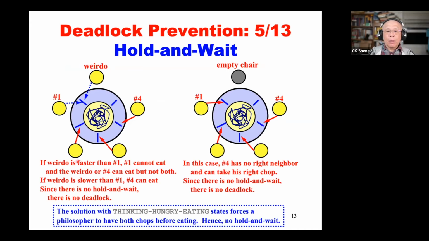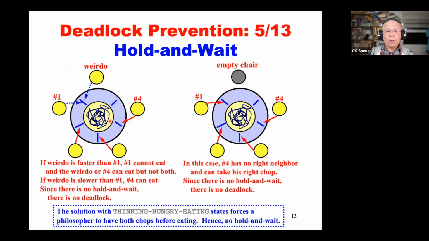Now, we have seen two semaphore solutions, not the thinking, hungry, and eating version. Two versions: the weirdo version, or lefty righty version, and the empty chair version.